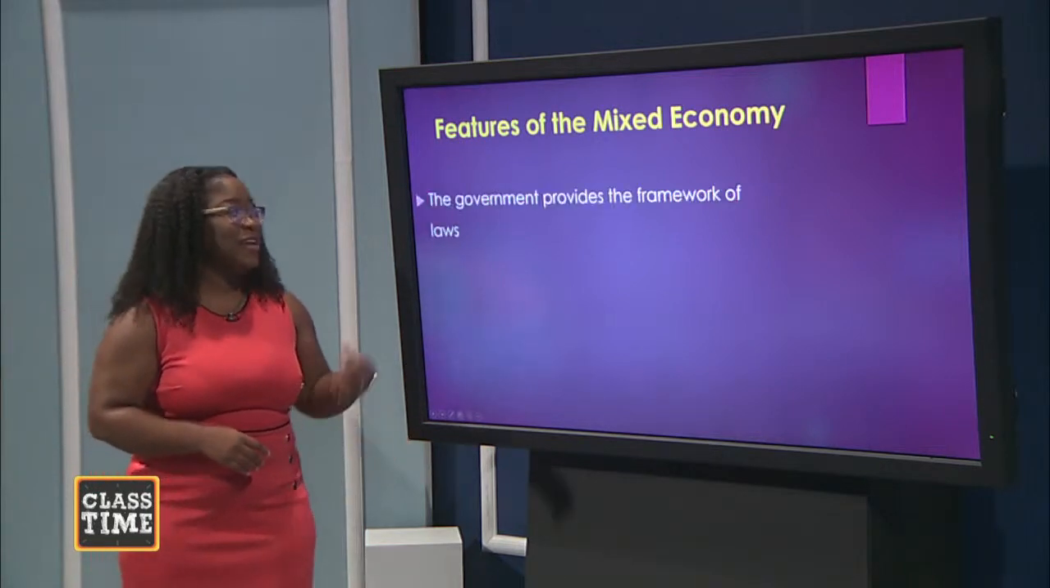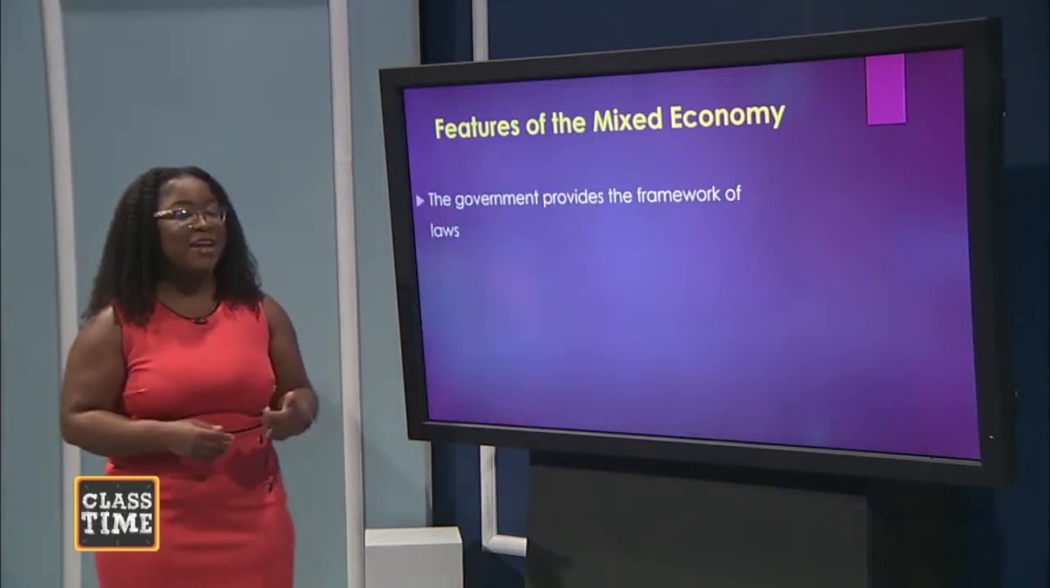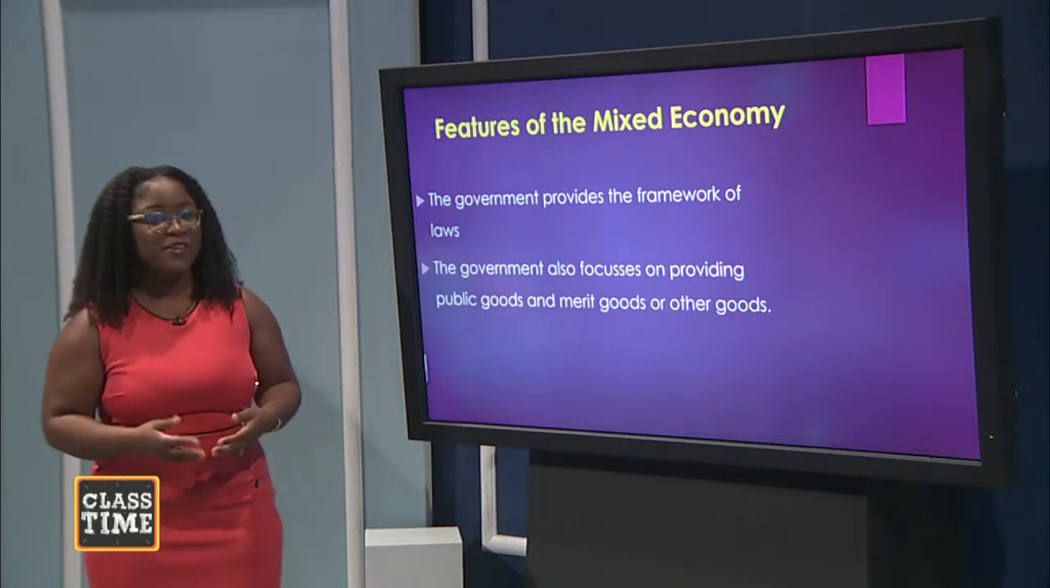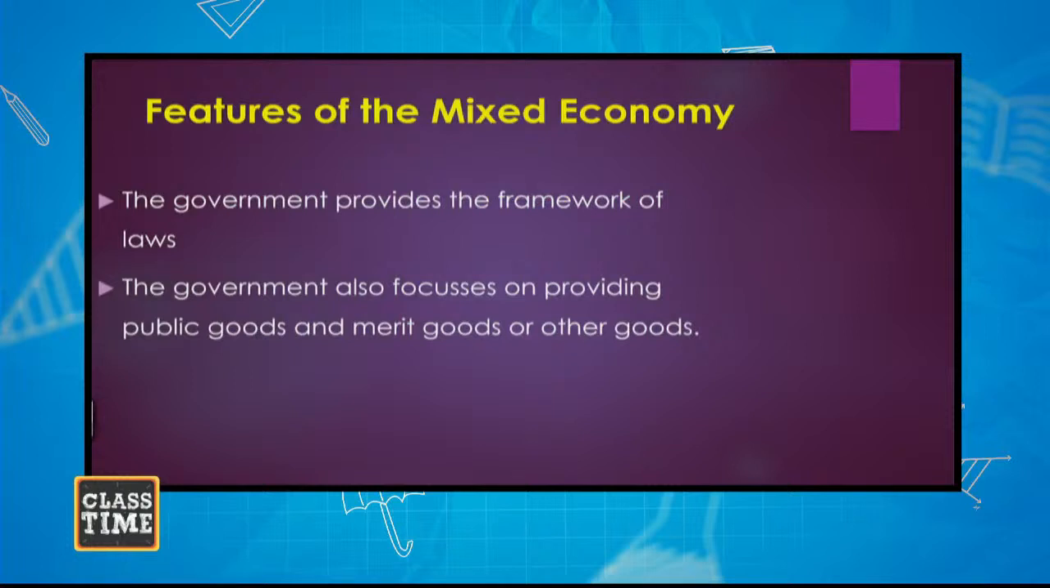So, we say that in a mixed economy, the government provides a framework of laws. So let's look at the role of the government first, and then we look at what firms do. In a mixed economy, the government also focuses on providing public and merit goods. And remember, we established those two concepts before.